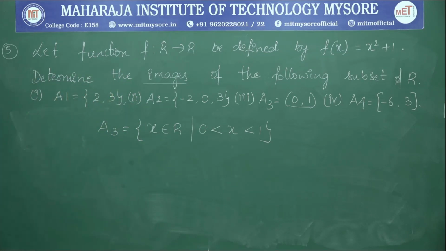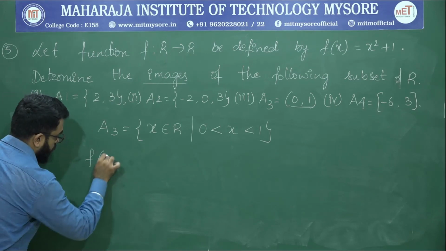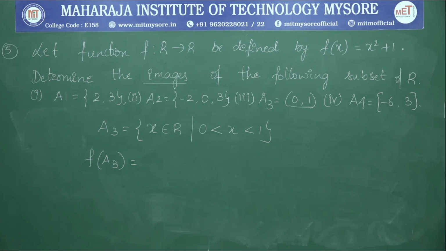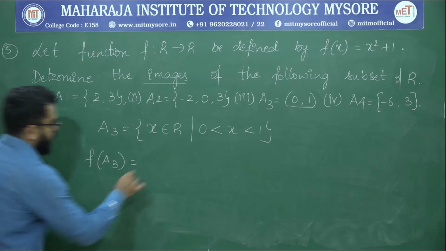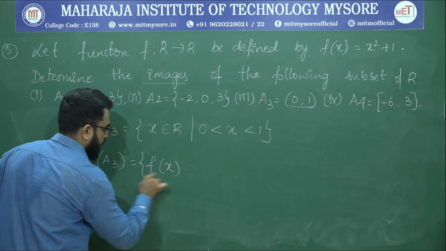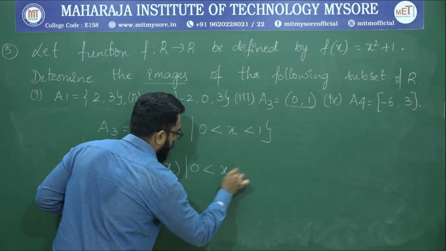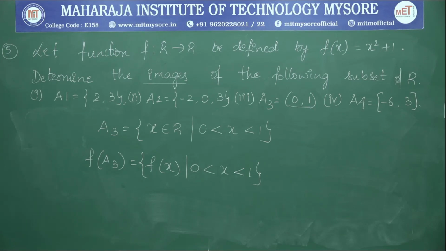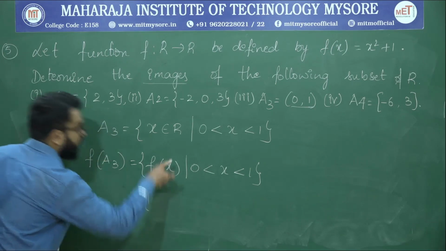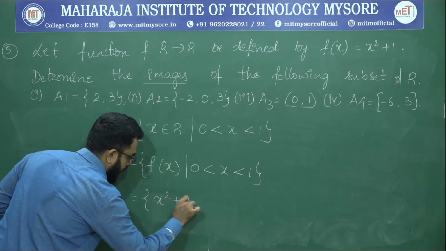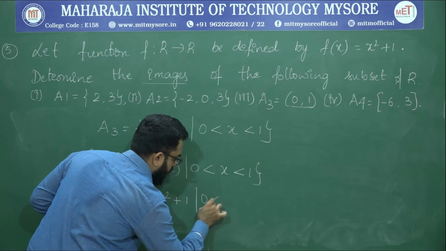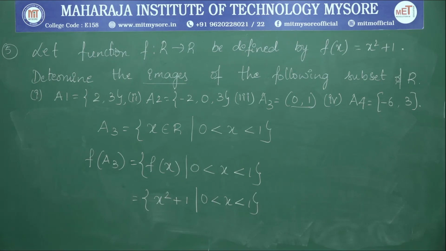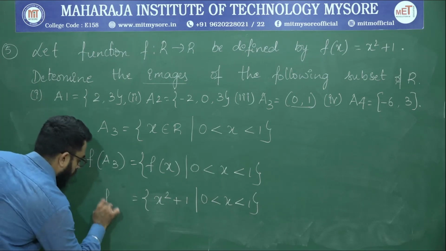On defining this, how do we find the image for this? f of A3 is equal to, how do we find the image? With the help of f of x, where x belongs to this particular range between 0 and 1, then you put the definition of f of x. So how do we find f of x? The definition of f of x is x square plus 1, where x lies between 0 and 1. This is the image of the given subset A3.